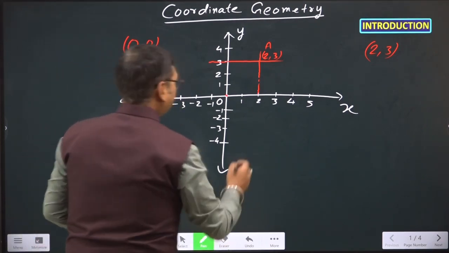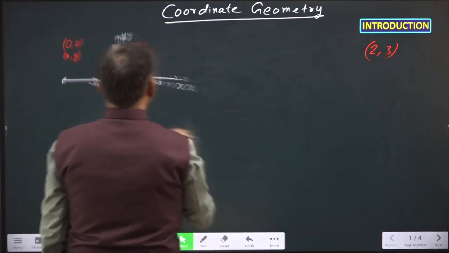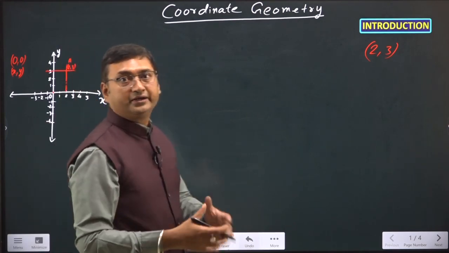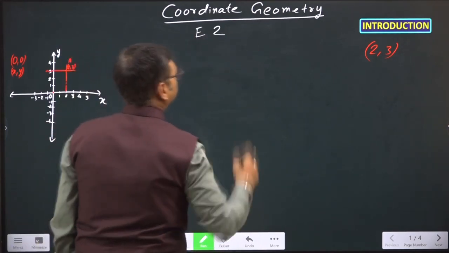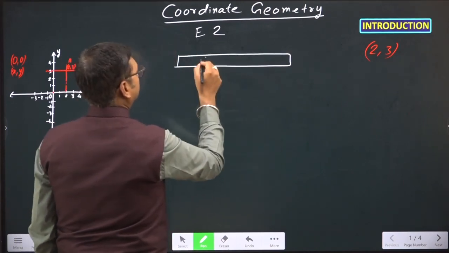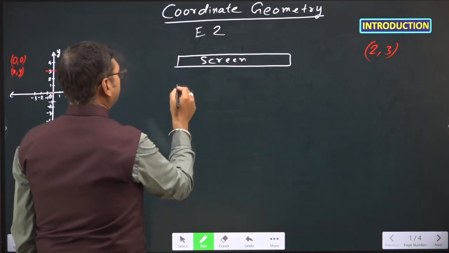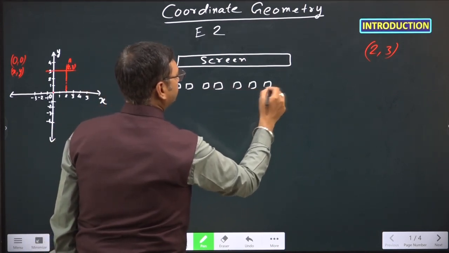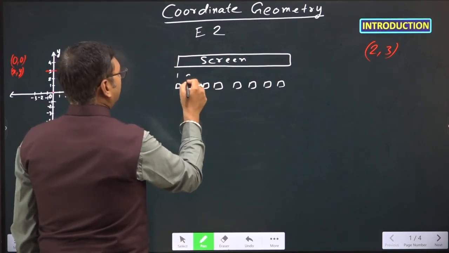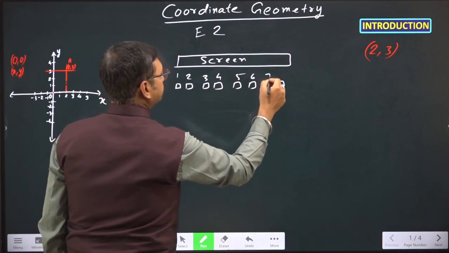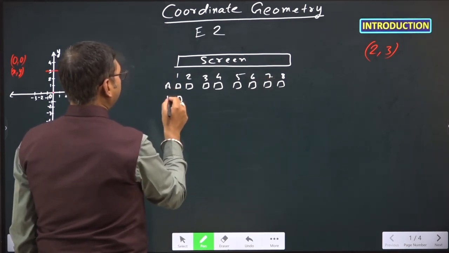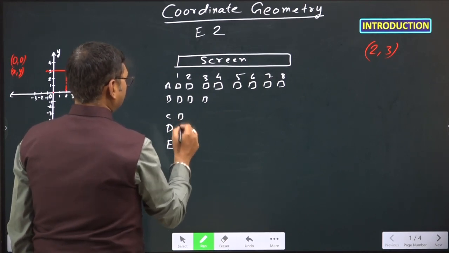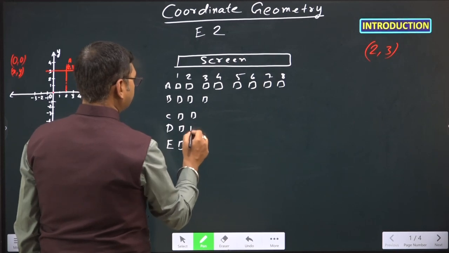For example, you are going into a cinema hall and your ticket number is E2. On this side we have the screen and here are the seating arrangements. Likewise, the columns are 1, 2, 3, 4, 5, 6, 7, 8 and the rows are A, B, C, and likewise we have D and E. I'm just making some of the seating arrangements.